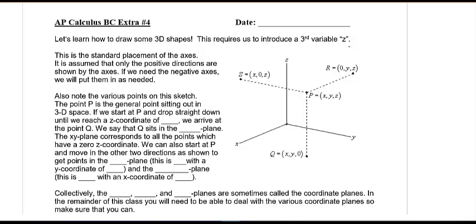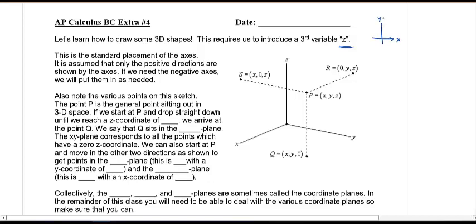Okay, so in this particular lesson, we're going to learn how to draw some 3D shapes using another variable. That's right. Now we're going to introduce a third variable called Z. And that then allows us to change the orientation of our axes. So in the past with the two variable graph, it was always X and Y.